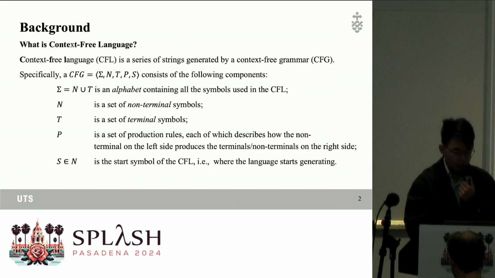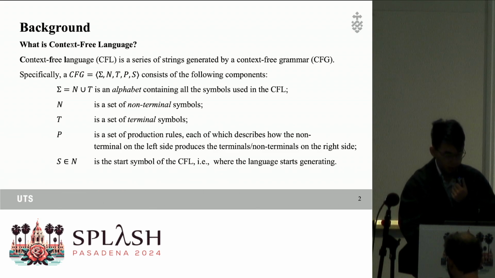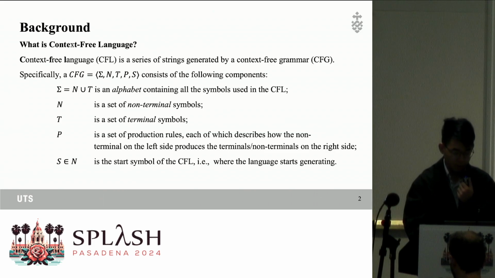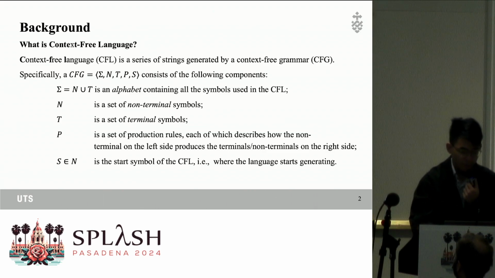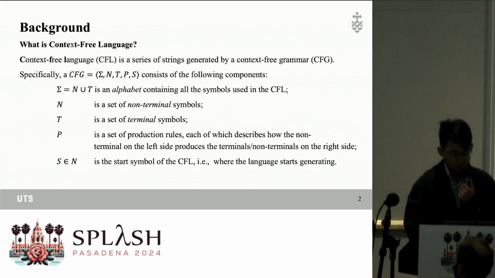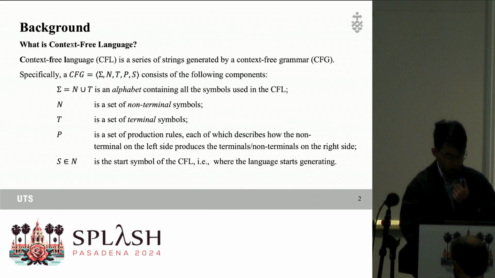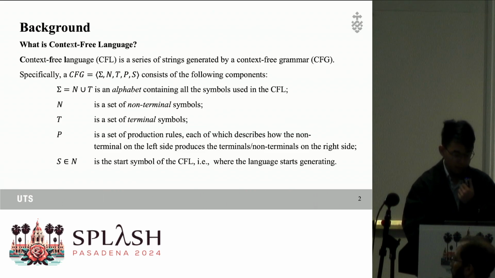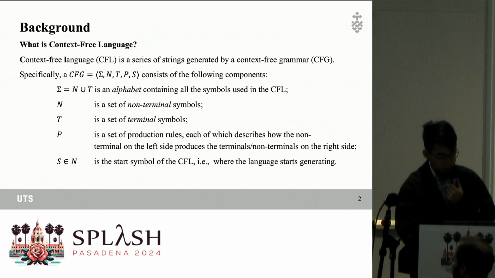So let's start with a little background. What is a context-free language? It is a set of strings generated by a context-free grammar. Specifically, an instance of a CFG consists of the following components. Firstly, sigma stands for the alphabet containing all the symbols used in the CFL. N is a set of non-terminal symbols. T is a set of terminal symbols. P is a set of production rules. And also very important is a start symbol, S.